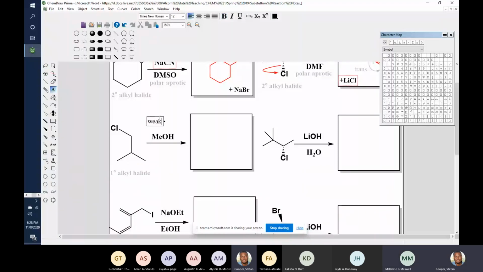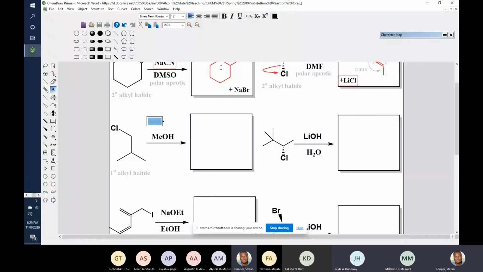The correct answer is weak. How do I know it's weak? There's no metal, so it's lone pairs on the oxygen. So this is a weak nucleophile. Also, this is participating as both the nucleophile and the solvent.